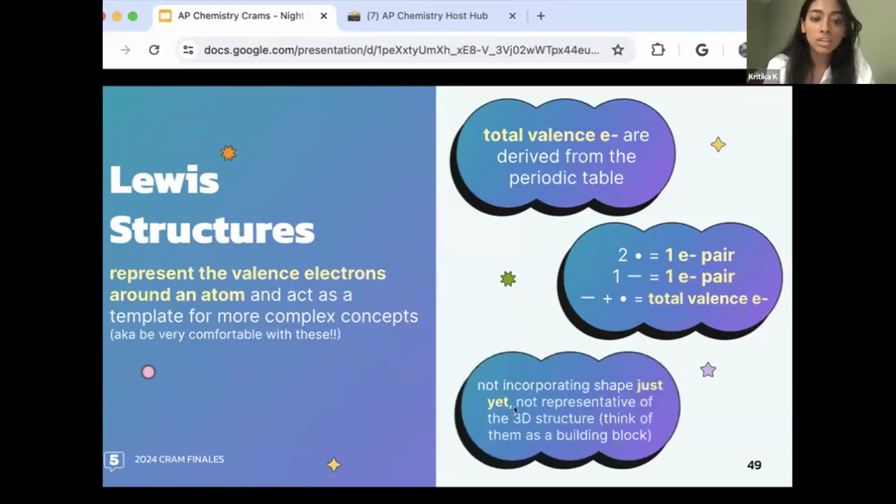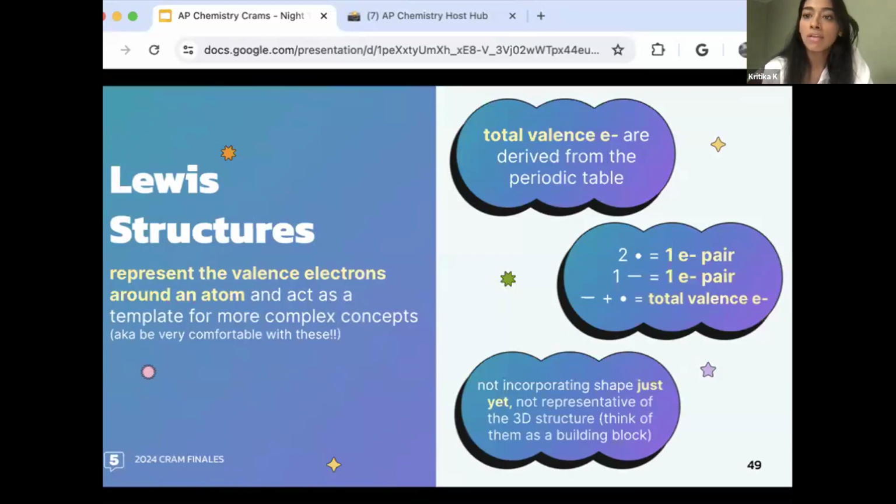Not incorporating shape just yet, Lewis structures are not representative of the 3D structures. They're just a building block, but they are able to tell us a lot about the actual molecule and about the reactions it undergoes. So we're going to do some practice.